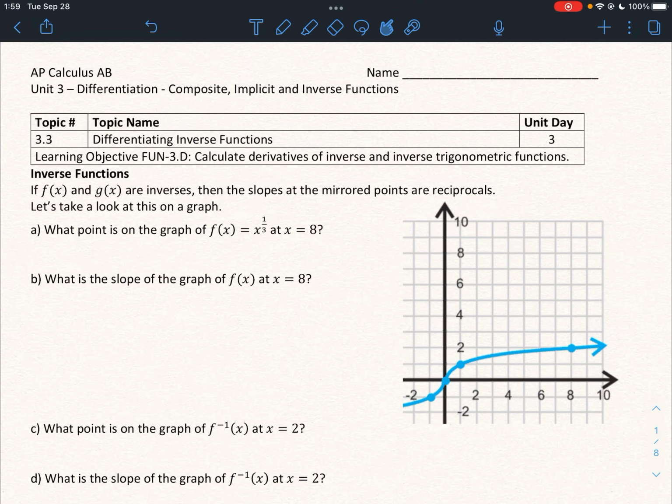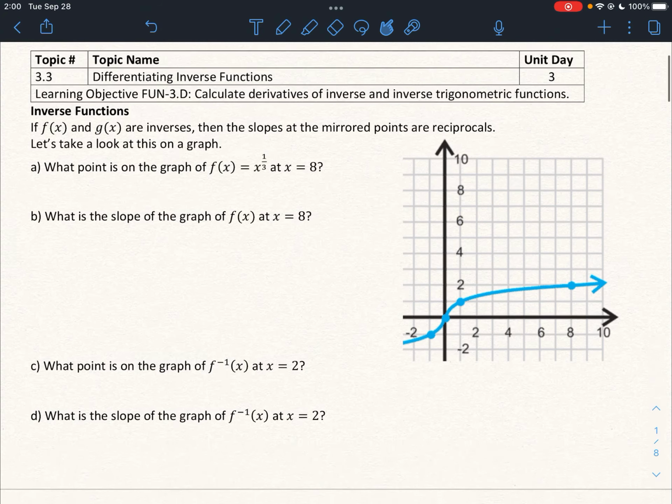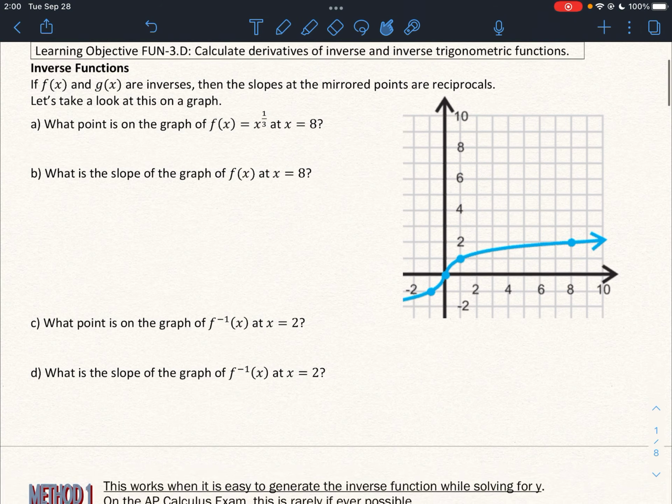Today we're going to look at taking a derivative of inverse functions, or calculating a derivative of inverse functions at specific points. This continues our look at derivatives of composite, implicit, and inverse functions here in our third unit. Let's start with a little talk about inverse functions and what they are.